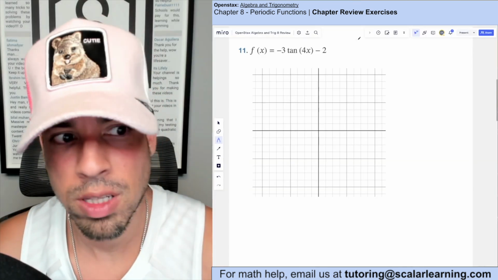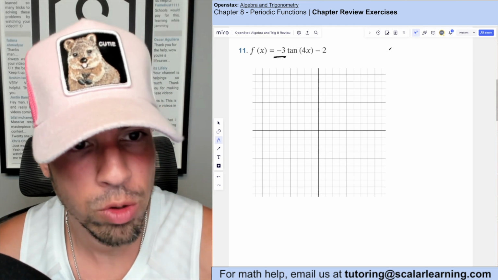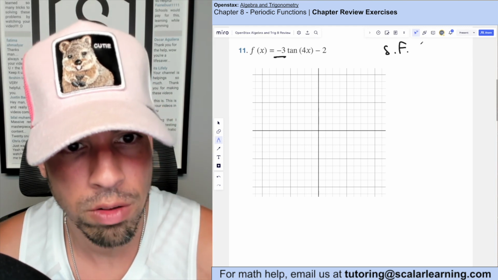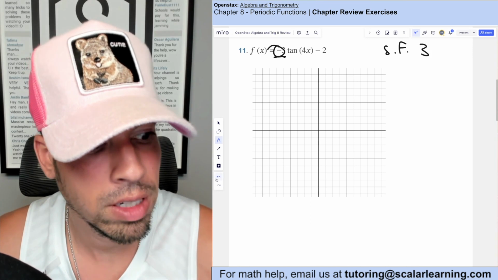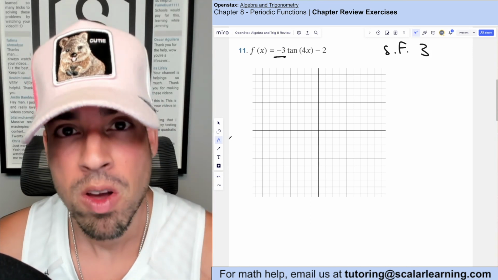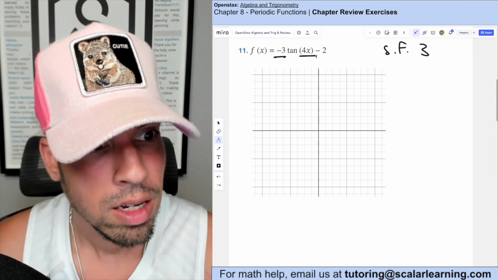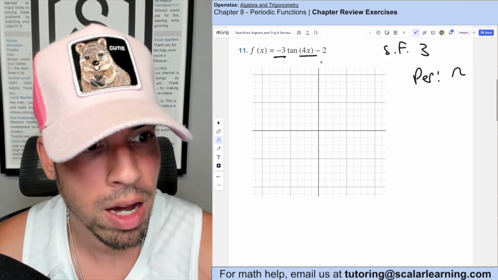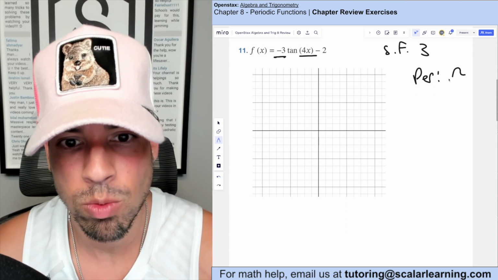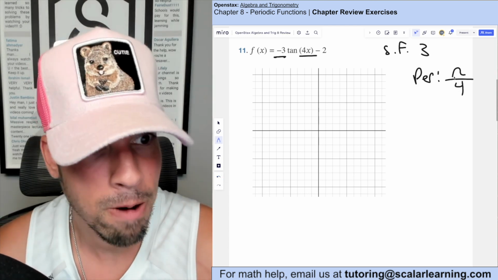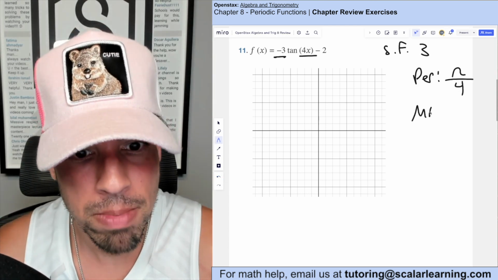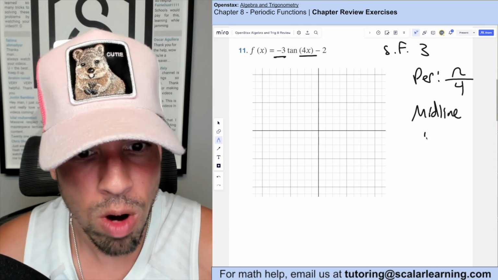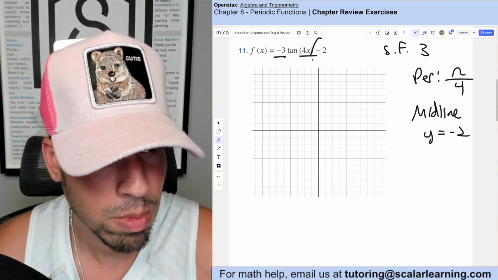So for this one, first let's identify a couple things. So first we got a stretching factor of 3. The negative is going to do something different. It's going to flip it across the midline, so we'll come back to that. Then we've got a period. Normally tangent is a period of pi, but because there's a coefficient, we divide by that coefficient. So the period is now pi fourths. And then we got a midline occurring at y equals -2 because of this -2 right here.